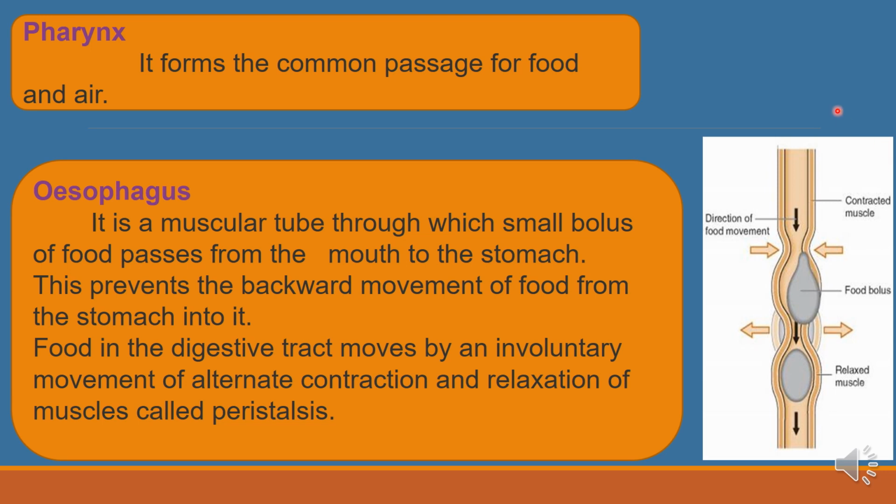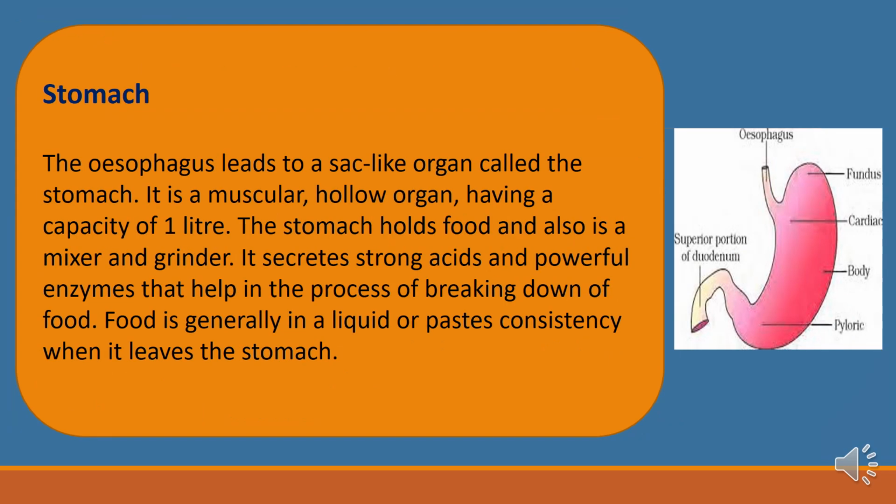As you can see in this diagram, just a minute. As you can see in this picture, there is contraction. This is contraction. Then the direction of food is in the downward direction, and due to this the food will move in the downward direction. So the contraction and relaxation of muscles is called peristaltic movement.